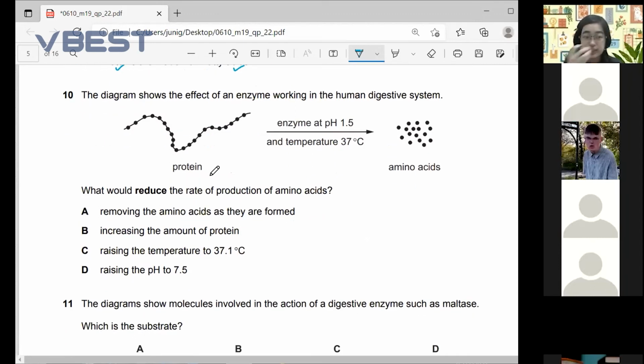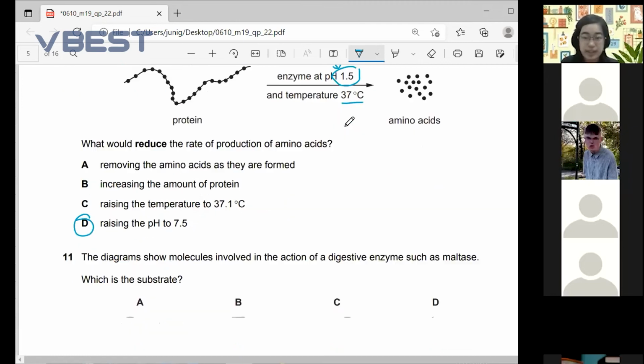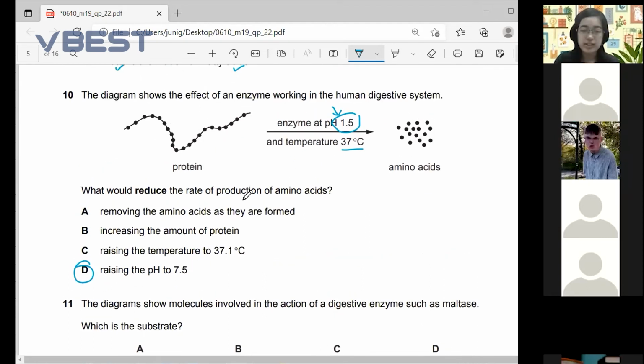Next one. Someone says the answer is about the digestive effects of enzymes working in the human digestive system. We have the protein and then enzyme at pH 1.5, temperature 37 degrees, which is body temperature, and it becomes amino acids. What would reduce the rate of production of amino acids? Raising the pH to 7.5. This is around the neutral zone, slightly alkaline, whereas the enzyme was previously at 1.5, which is very acidic. So this protein is most likely in the stomach, with stomach acid. By raising the pH to 7.5, the enzyme will stop working.